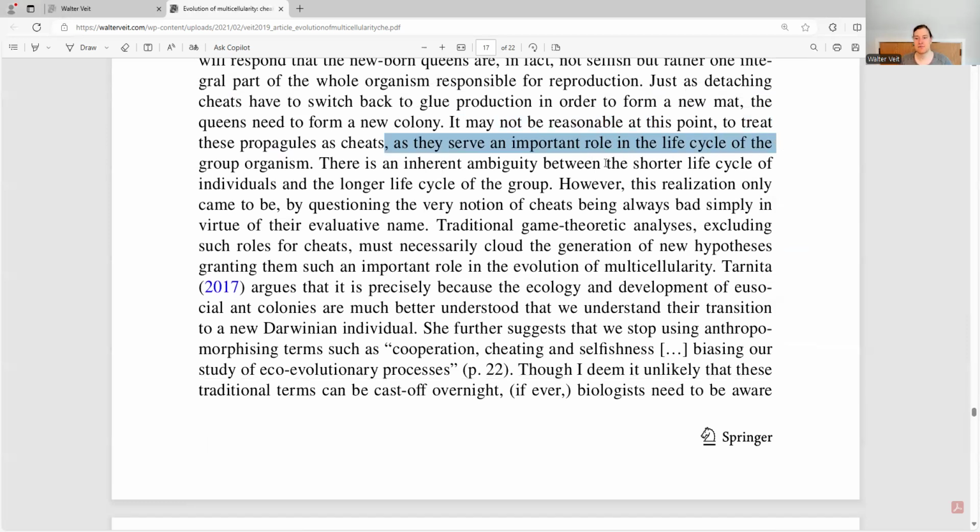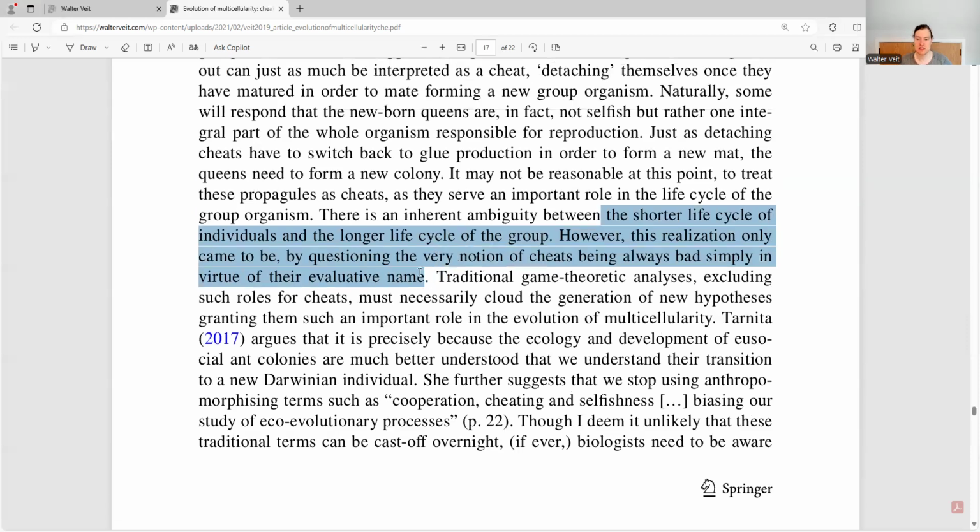But there is an inherent ambiguity between the shorter life cycle of individuals and the longer life cycle of the group. However, this realization only came about by questioning the very notion of cheats being always bad simply in virtue of their evaluative name. Traditional game theoretic analyses, excluding such roles for cheats, must necessarily cloud the generation of new hypotheses, granting them such an important role in the evolution of multicellularity.